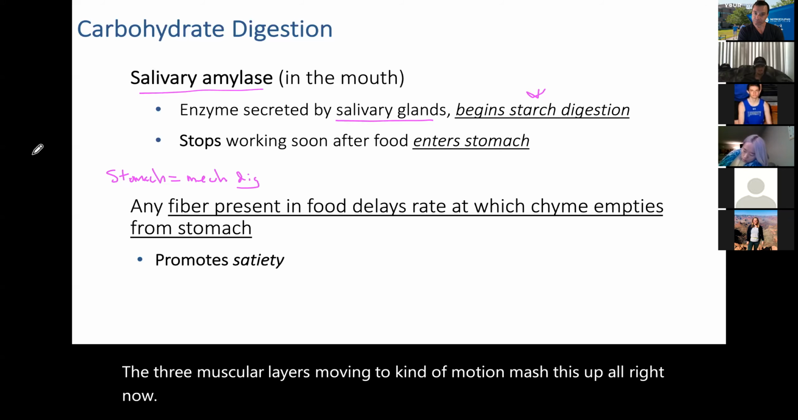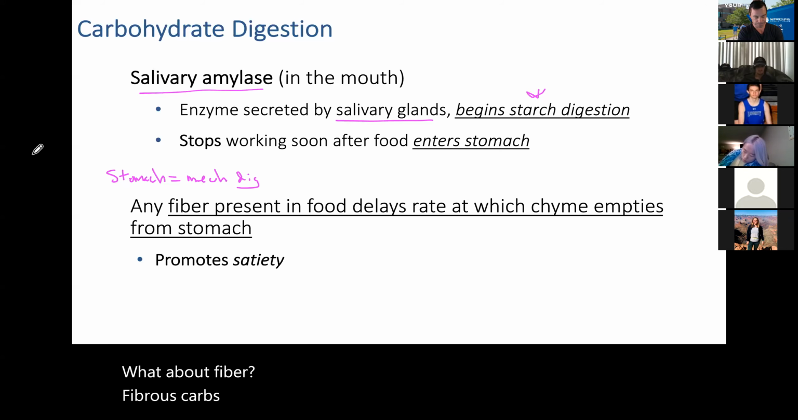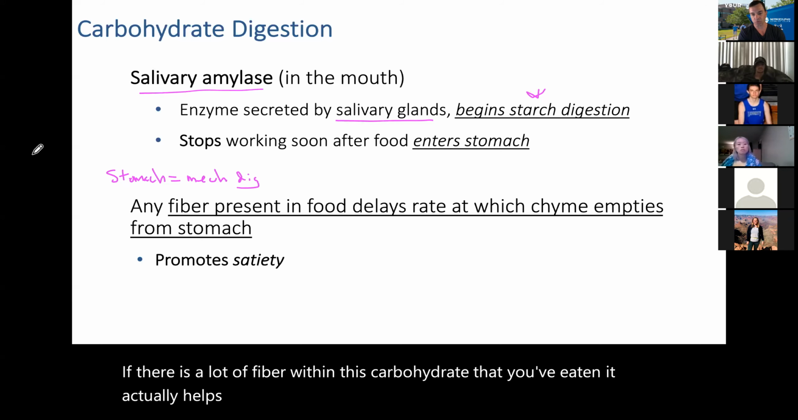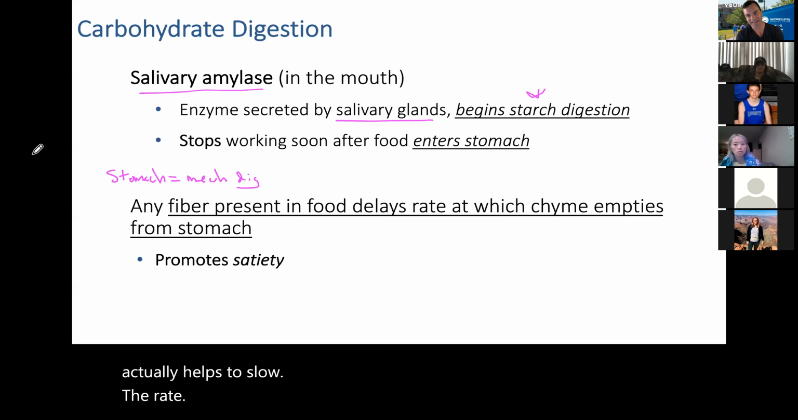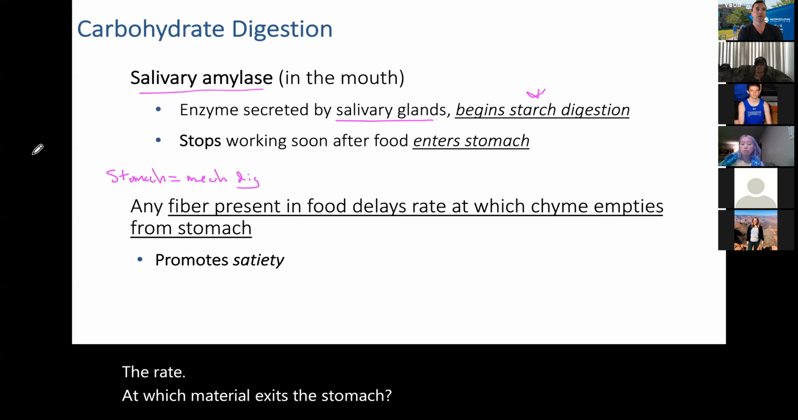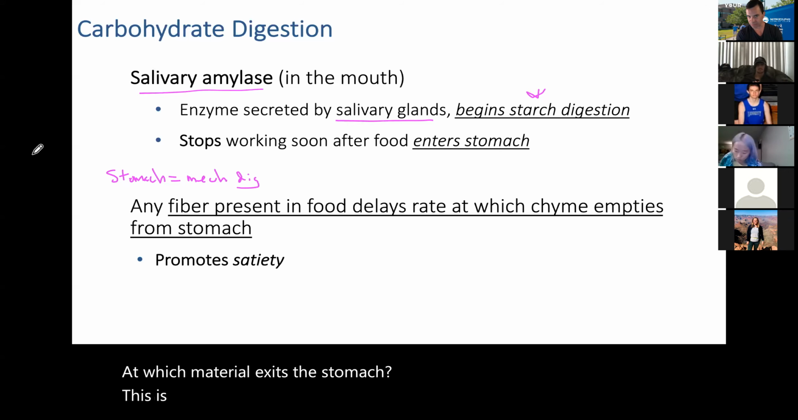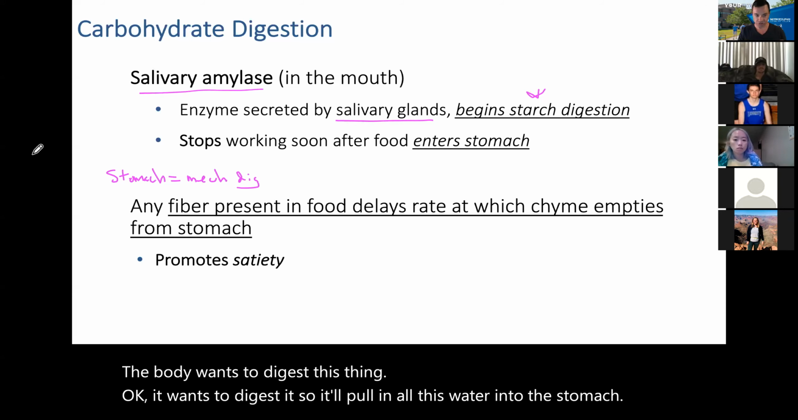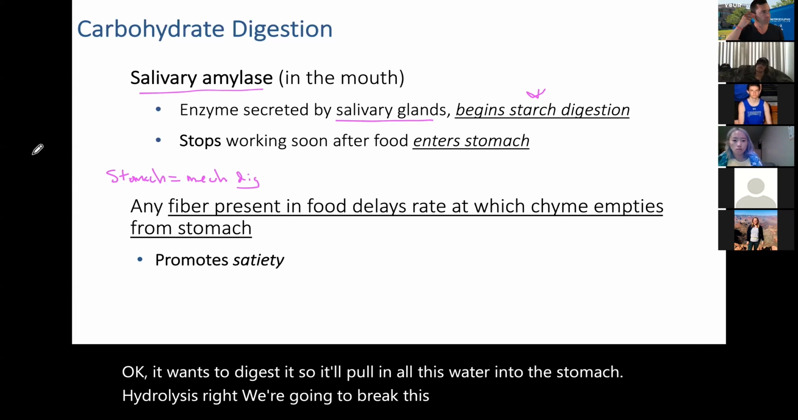What about fiber? Fiber is a carb, a complex carb. If there is a lot of fiber within the carbohydrate that you've eaten, it actually helps to slow the rate at which material exits the stomach. This is twofold. Well, one, we don't have enzymes for it. But really, the body wants to digest this thing. It wants to digest it, so it'll pull in all this water into the stomach. Hydrolysis, right? We're going to break this thing down, but we can't.